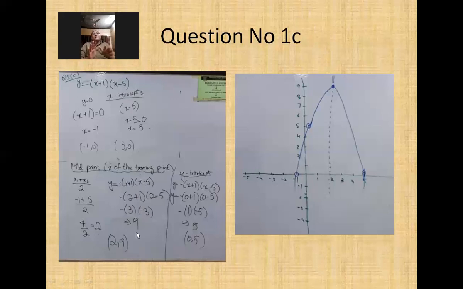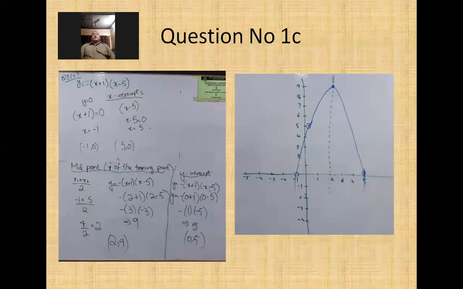So up till this point, we have three things. We know the x-intercepts (-1, 0), (5, 0), and we know the coordinates of the turning point. They are (2, 9). Then I will find the y-intercept. So for the y-intercept, take the original equation, and in the place of x, substitute 0. So here you can see we have substituted 0 in the original equation, and the y value came out to be 5. So the y-intercept will be (0, 5). So I know the x-intercepts, I know the coordinates of the turning point, and I know the y-intercept.